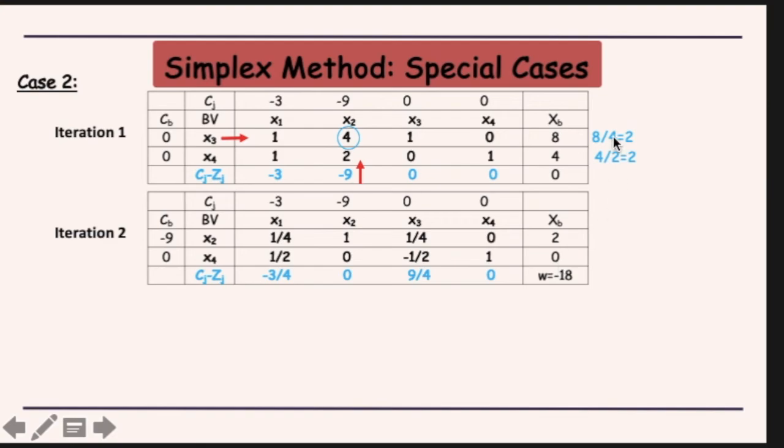So whenever we have a tie for a leaving variable, in the subsequent iteration you would find that one of the basic variables has become 0, which creates a situation of degeneracy. So your basic variable here is x4, which has value 0, and thus you can see that the basic feasible solution which you obtain in this particular iteration is a degenerate basic feasible solution.